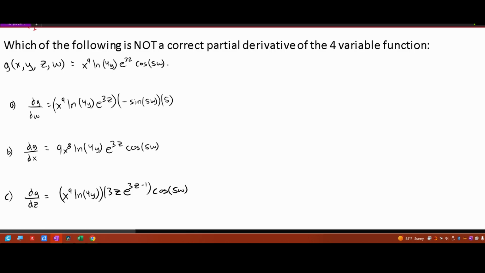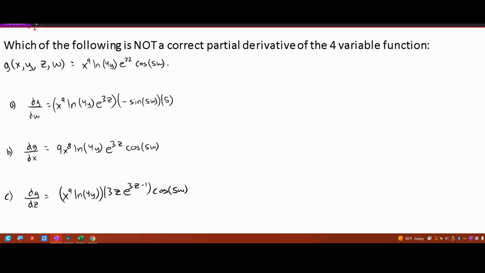We are going to be going over four questions here. We're asked which of the following is not a correct partial derivative of the four-variable function. The function is given to us right here, and we have to take the integral with respect to dw, dx, dz, and then at the end we'll do dy.